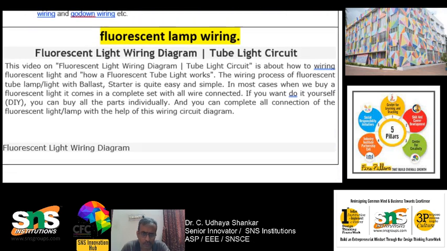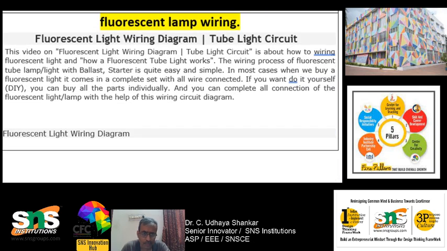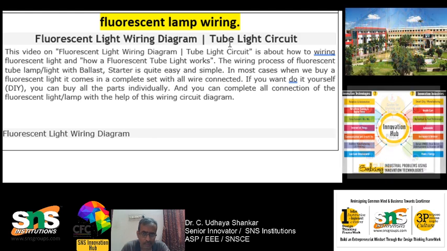And now we will move on to the fluorescent lamp wiring. I hope you know what a fluorescent lamp is. A fluorescent lamp is nothing but our tube light. Okay, the tube light circuit is called a fluorescent lamp, and this is how to wire it. So how does this tube light work?